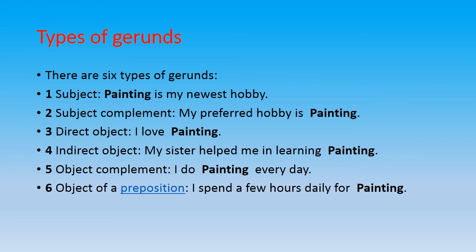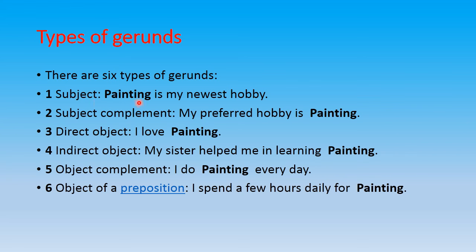Now I will tell you the types of gerunds. There are 6 types of gerunds, or you can say that a gerund can be used as a subject, subject complement, direct object, indirect object, object complement, and at 6th place, object of a preposition. Let's see how it is used as a subject.